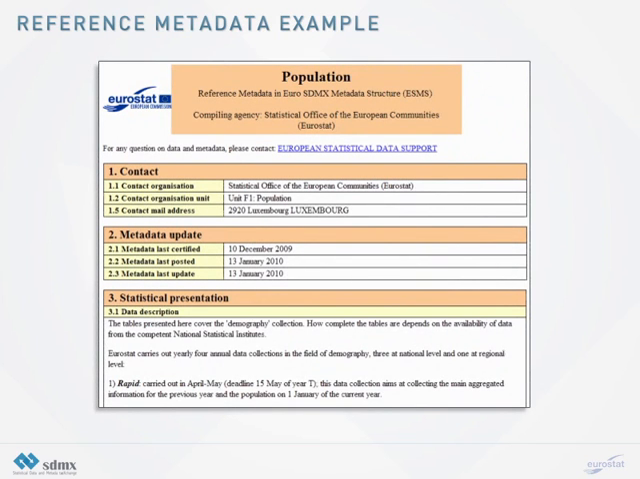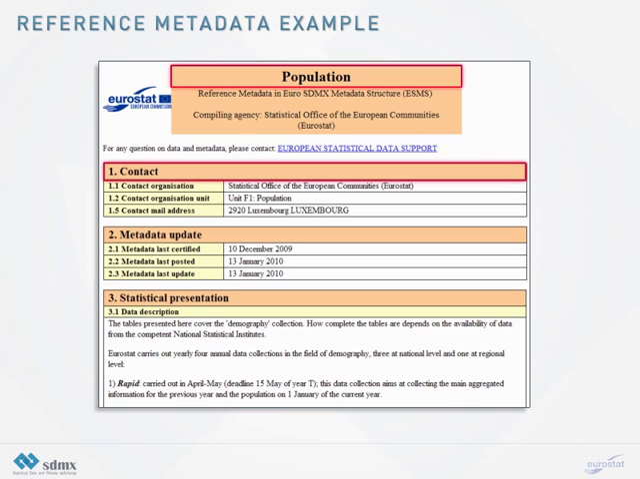Clicking in the tree on an icon next to a category level opens a new window displaying the reference metadata pertaining to the category. In this example, the information applies to all the datasets for the population category. This figure shows that reference metadata contains descriptive information such as contact details, last updates of the reference metadata, and information on statistical presentation.